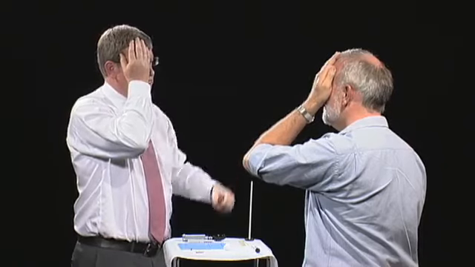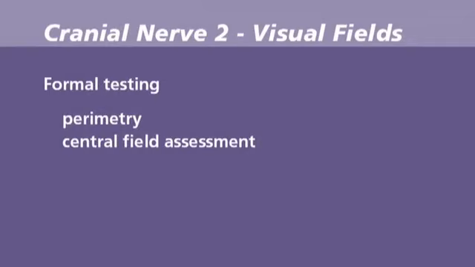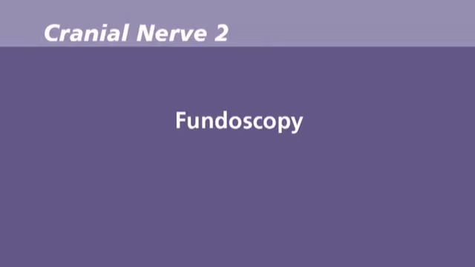If an abnormality is detected, a formal visual assessment by perimetry or central field assessment could be organised. For fundoscopy, it's best to dim the lights in order to allow the pupil to dilate, and to ask the patient not to look directly at the beam so that the eye stays in a fixed position.